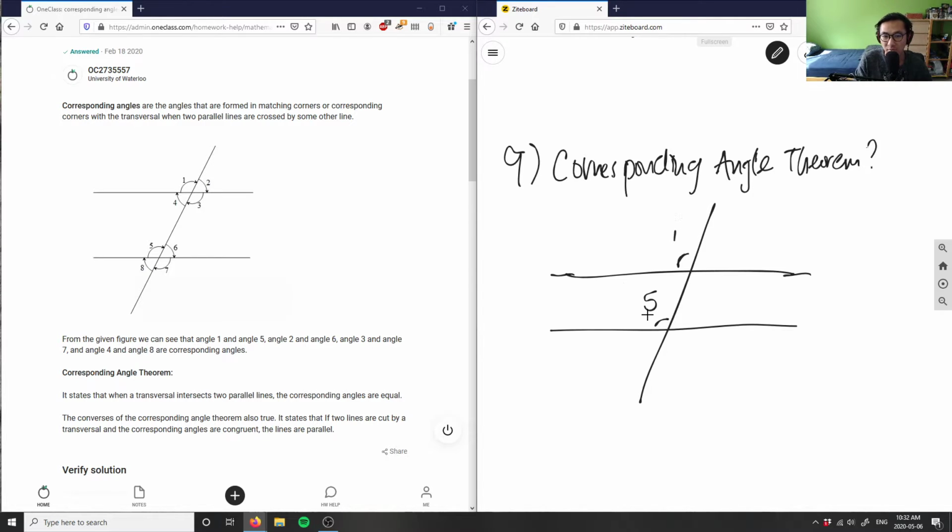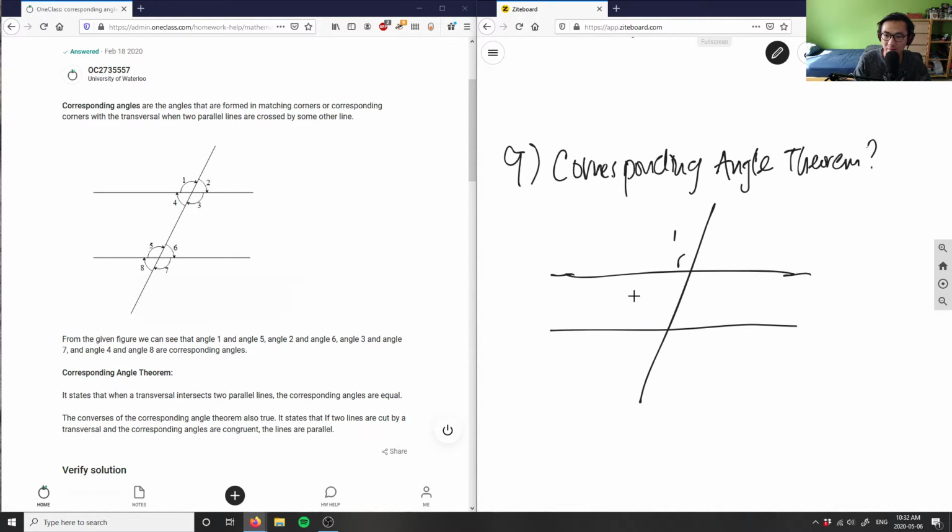So we can say that 1 and 5 are the same angles. 2 and 6 are the same angles. This here is 3 and 7 are the same angles, and 4 and 8 here are the exact same angles as well. So these angles are equal to each other.